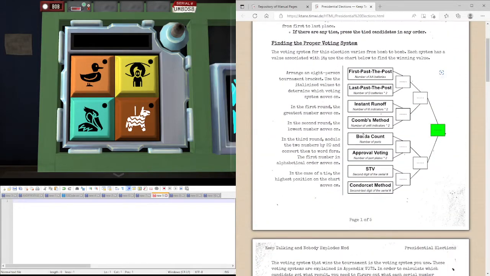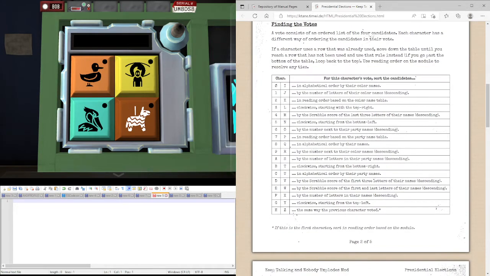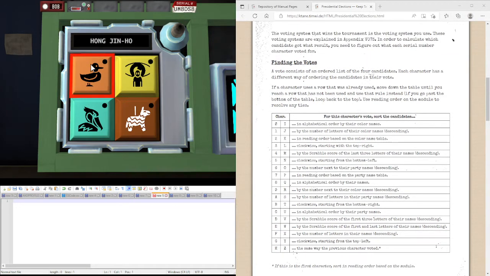So, we're now going to find out how they voted. I'm just going to find out how they voted, and then we're going to do the whole scoring. So what we do, we look up each of the serial number characters and find out how they've ordered these 4 candidates. The 4 candidates being Hong Jin Ho, Anyone But Deaf, Neil C.C. Urega, and Crazy Caleb. Crazy Caleb you might know for doing some of the tutorials. By some I mean a lot of them.